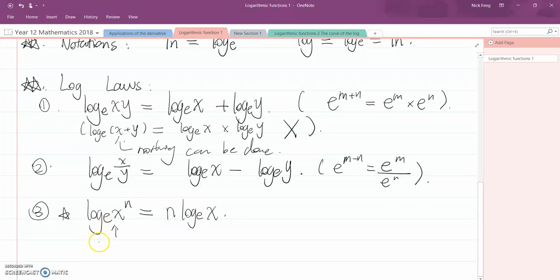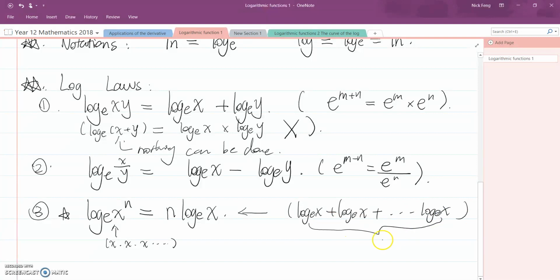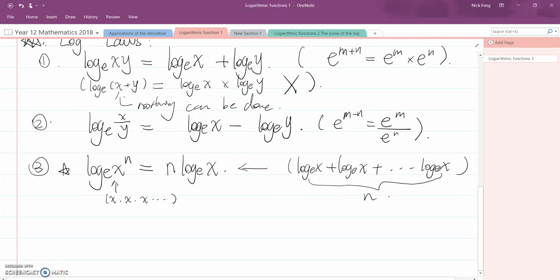And that actually is x times x times x, n of x together, which means you can use log law 1. That becomes log x plus log x plus log x plus log x plus log x. In other words, there are n log x adding together. So therefore, it's n times log x. Okay, these three are the very famous log laws.